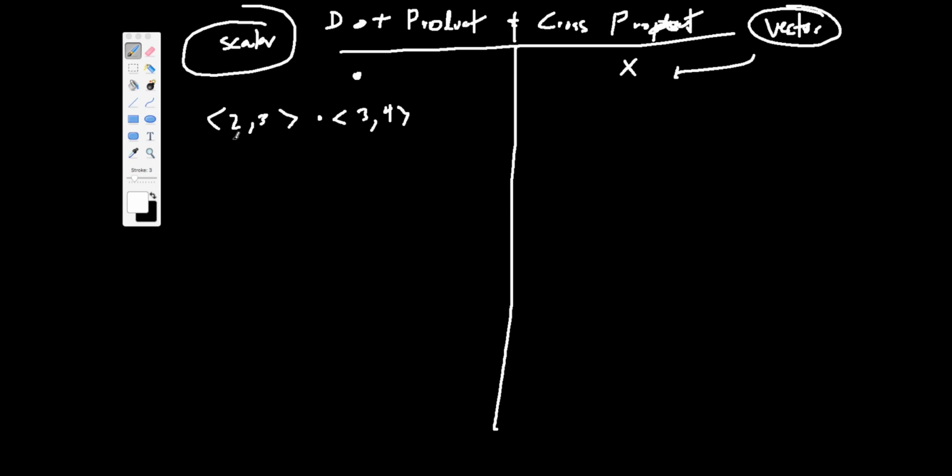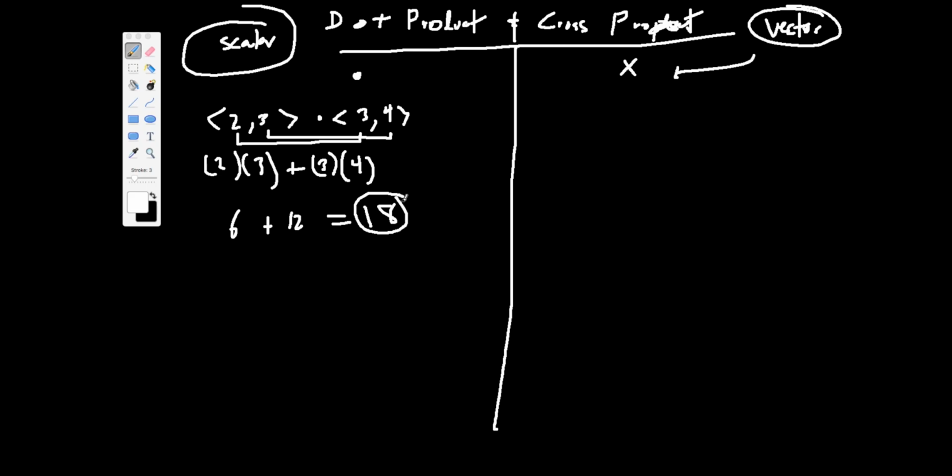Like I said, we want to multiply 2 by 3, these two, and then add it to 3 times 4. So that will just be 6 plus 12, which is 18. So there's our answer. Notice how that's a number and not a vector, right?